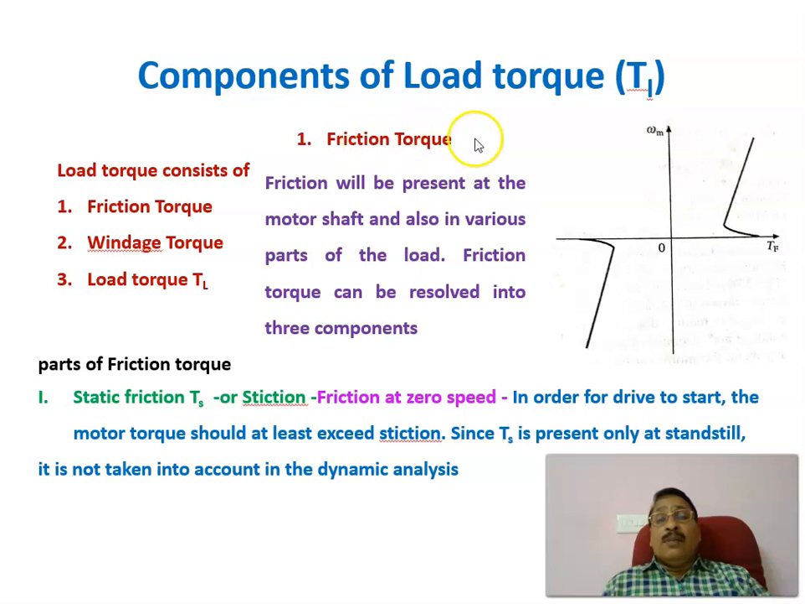Therefore, one component of friction is called static friction TS, and it is not taken into account in the dynamic analysis. We will be neglecting TS because that will be present only during the starting. Therefore, static friction, or stiction, is one part of the friction torque.